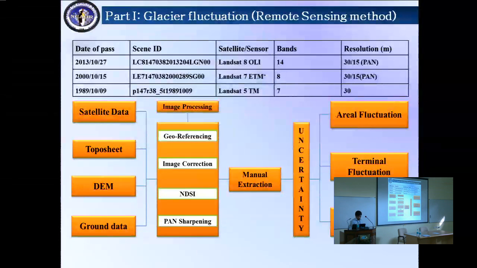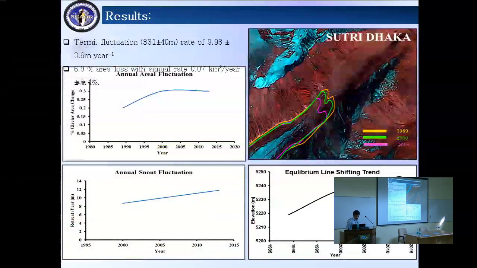terminal and ELA. Then I found that in the first decade, from 1989 to 2000, the change was lower as compared to the current decade. The rate of terminal fluctuation was 9.93 meters per year, and the equilibrium line was shifted from 5,200 to 5,286 meters.